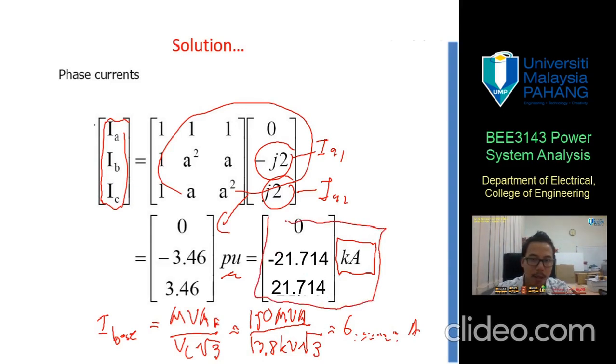So we are going to get the IB. IB is minus 21.7 kiloamps, and the IC is 21.714 kiloamps. Right? Okay.